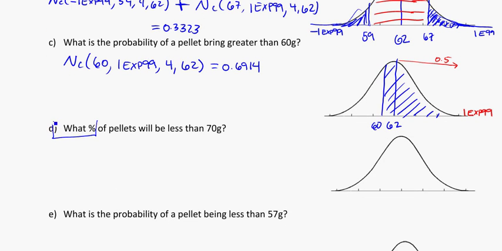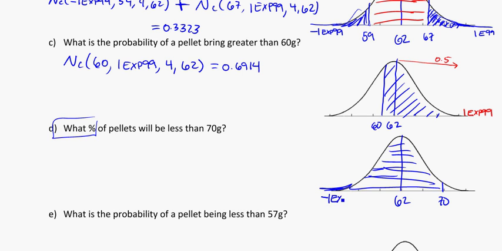What percentage, again here we're looking for a percentage, what percentage of pellets will be less than 70? So here's my mean in the middle again, 62. And I'm looking for things that are less than 70, so that's quite high. And I'm looking for everything underneath. So, since I'm going out to the ends here, I need to think of using a really stupidly small number, so that's negative 1 EXP 99, which is the same as negative 1 times 10 to the 99th, if you want to write it out that way. So that is going to be my lower limit here.